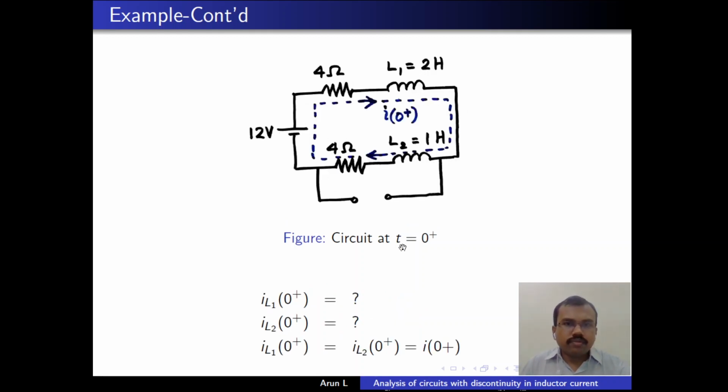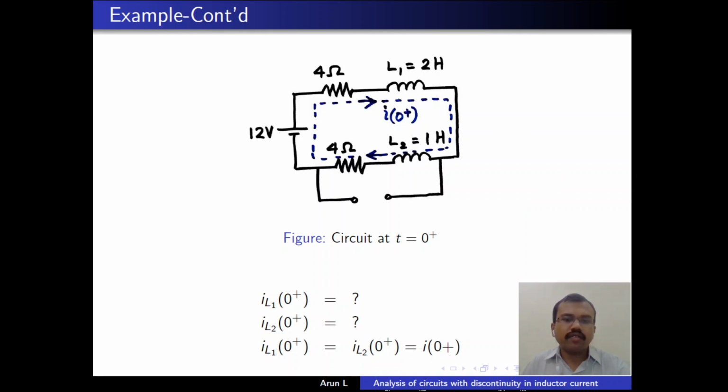Now we will consider the circuit at t equal to 0 plus, that is just after the switch is opened. So this is the diagram for t equal to 0 plus condition. The switch is opened, so all these elements are in series. By virtue of Kirchhoff's current law, the same current will flow through both the inductors. So we have to calculate IL1(0+) and IL2(0+), and from the figure we can see that both the inductors will carry the same current.